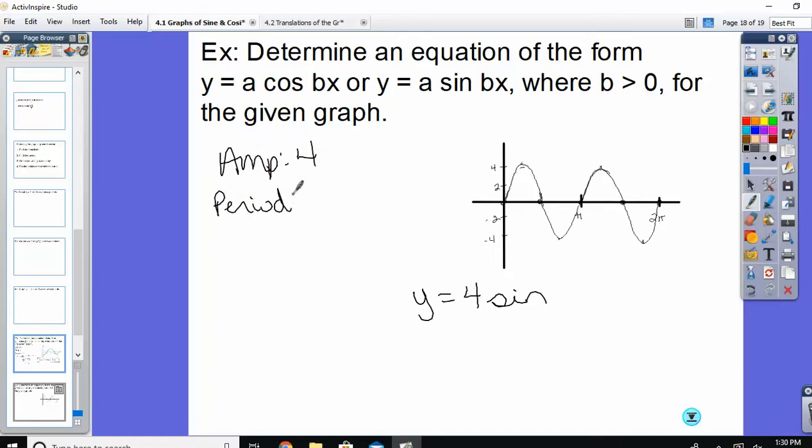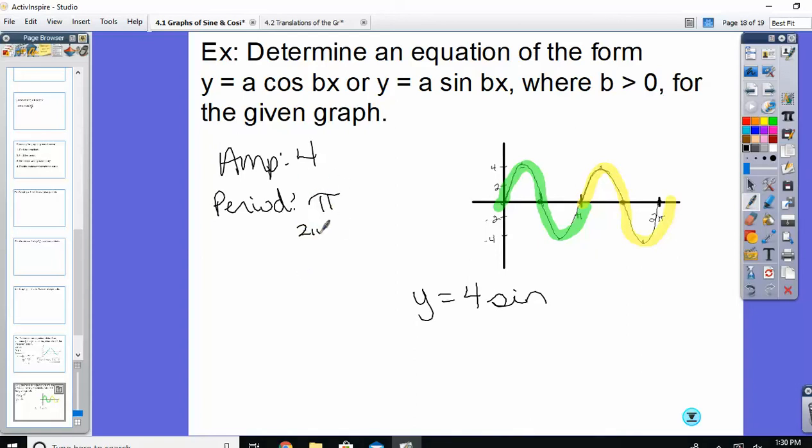Okay, the period of this graph. Careful, I graphed it all the way to 2 pi, but the period is just how long it takes to repeat. After pi, it does the exact same thing over again. So our period is just pi.